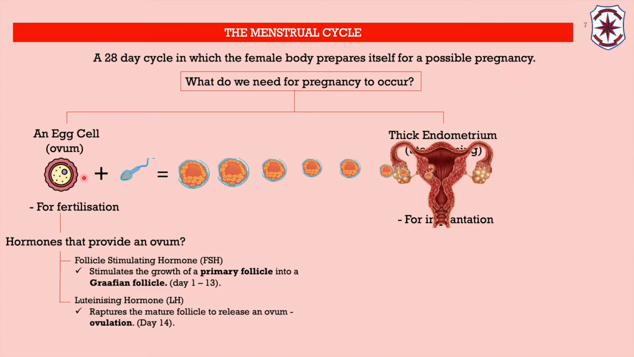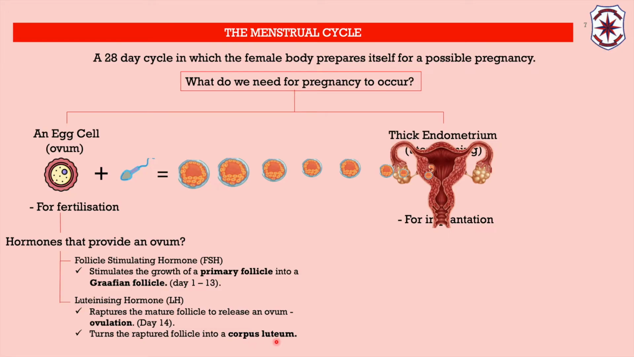So, LH, or the luteinizing hormone, ruptures, so it tears, it bursts the Graafian follicle, and releases the ovum at day 14, which we know as ovulation. And then the second function of LH is that it takes the ruptured follicle and turns it into what we call a corpus luteum, or a yellow body.